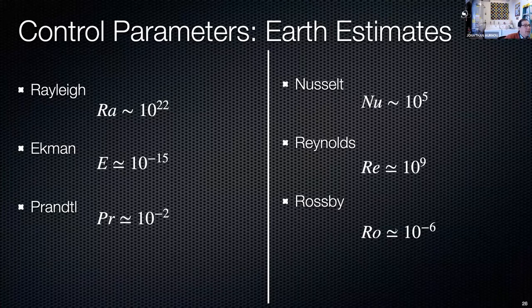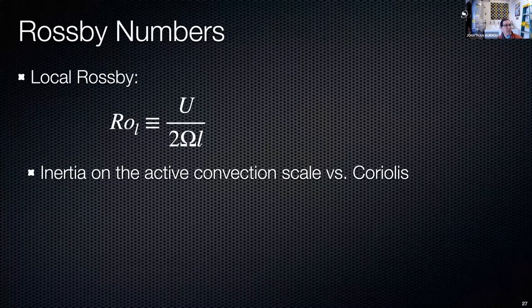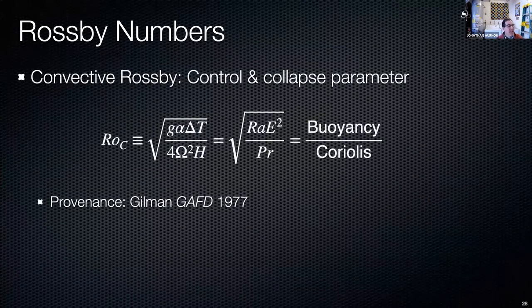Okay. Let's go a little bit deeper into the Rossby number. We're going to be talking about a whole bunch of Rossby numbers. One of the ones we'll be focusing on a lot is the local Rossby number. That is the ratio of the rotation time scale and the local, basically vortex turnover time, right? So it's the inertia on the active convective scale in a given system. And then the other one we'll talk about a lot is the convective Rossby number. And this is Ro_C. I just want to make clear, that's not the critical Rossby number, it's the convective Rossby number. There's no critical Rossby number.